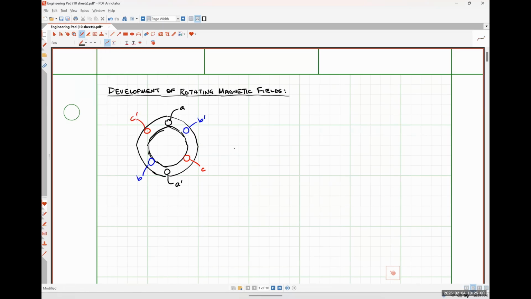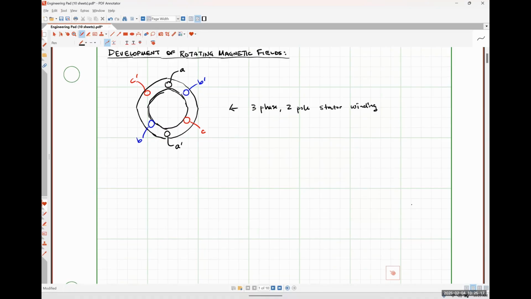So this is a 3-phase, 2-pole stator winding. Each of these windings is going to carry a sinusoidally varying current. If I were to plot my currents as a function of time, they might look something like this.